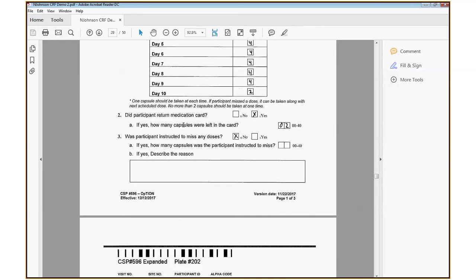Did the participant return the medication card? Yes. There were 2 pills that have not been taken yet since this is day 10, and they hadn't had a chance to take them since an afternoon visit. Was the participant instructed to miss any doses? No. I do want to clarify that the participant is going to be still completing these 2 doses and taking the card with them.